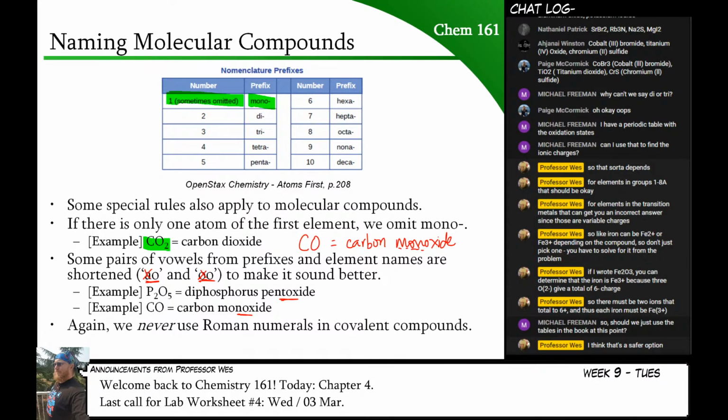This last little note just says never use Roman numerals in covalent compounds. Roman numerals are only for charges. And remember that covalent compounds are not ionic. They have shared electrons. So there are no charges. So if there's a place to mess up in naming molecular compounds, it would be putting in Roman numerals on accident. And if there's a place to mess up on ionic compounds, it would be trying to apply numeric prefixes. Those are unique for each thing. So Roman numerals are for ionic. Numeric prefixes that we see here are for covalent or molecular.